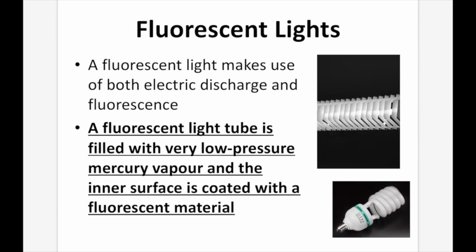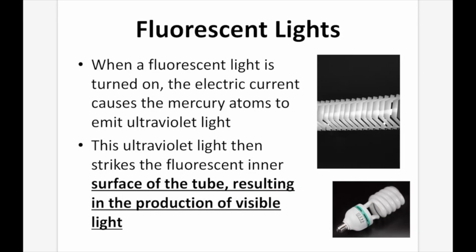Fluorescent lights. A fluorescent light makes use of both electric discharge and fluorescence. A fluorescent light tube is filled with a very low pressure mercury vapor, and the inner surface is coated with a fluorescent material. You can see two examples of our fluorescent lights here. They're typically the lights in the ceilings of most buildings like schools and offices, and they're also these curled bulbs that you should have in your home because they're a lot more energy efficient. When a fluorescent light is turned on, the electric current causes the mercury atoms to emit ultraviolet light. This ultraviolet light then strikes the inner surface of the tube, resulting in the production of visible light rays. So let's see what that would look like.